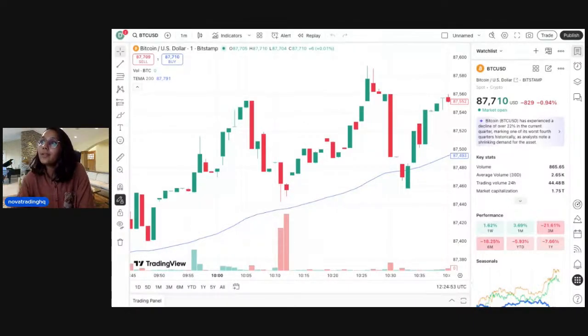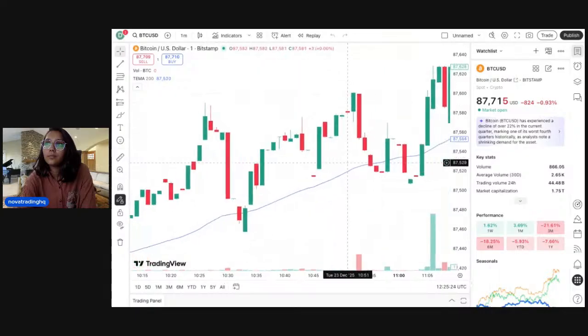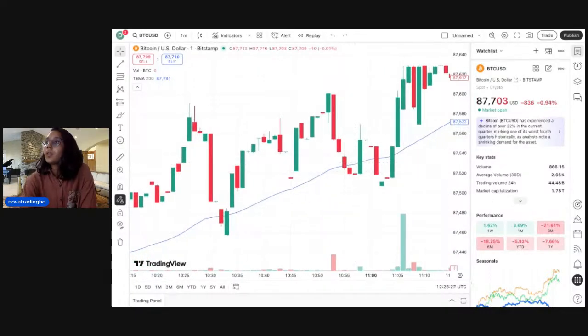This is our first clue the pullback may be ending. From a risk point of view, I can say this is where a defined-risk long becomes possible, because we now have a structure to lean on. Now, when you notice candle structure from 10:33 to 10:41, right?